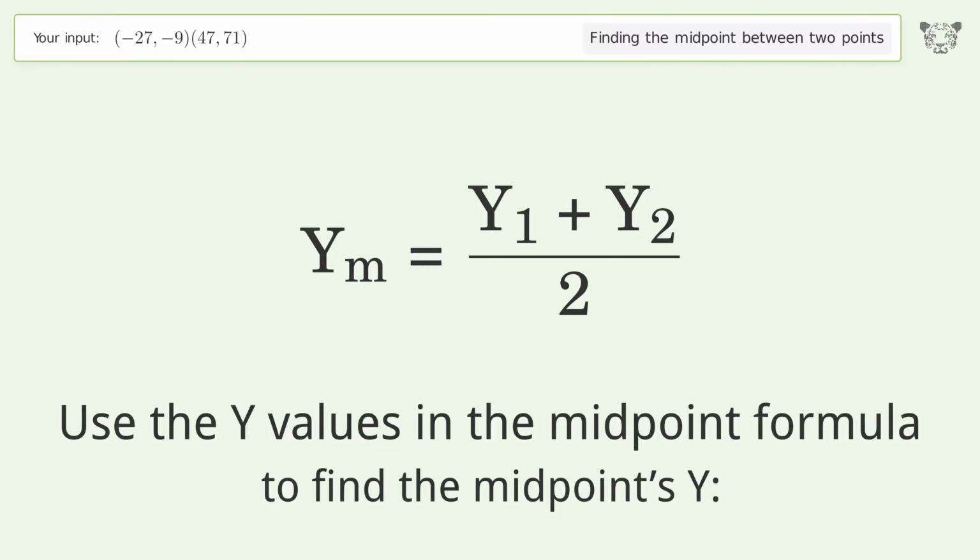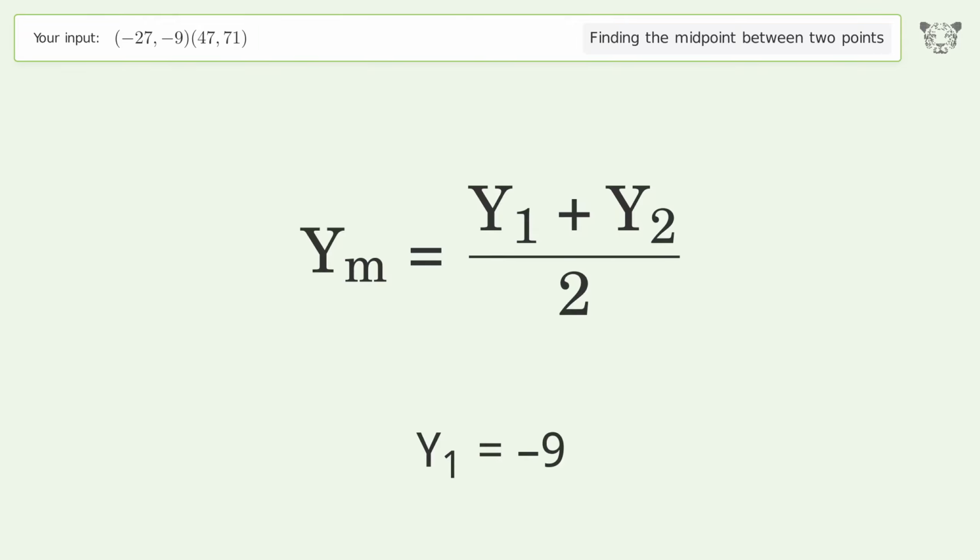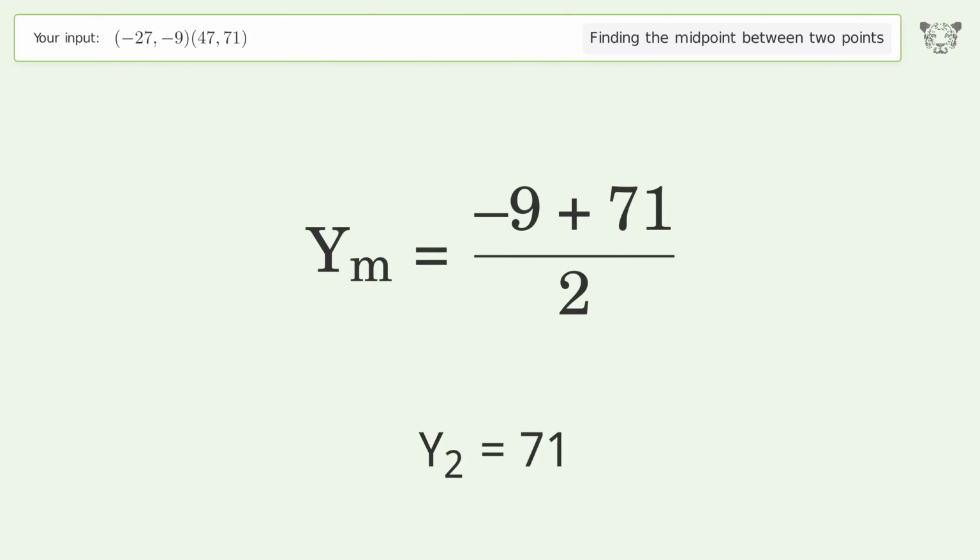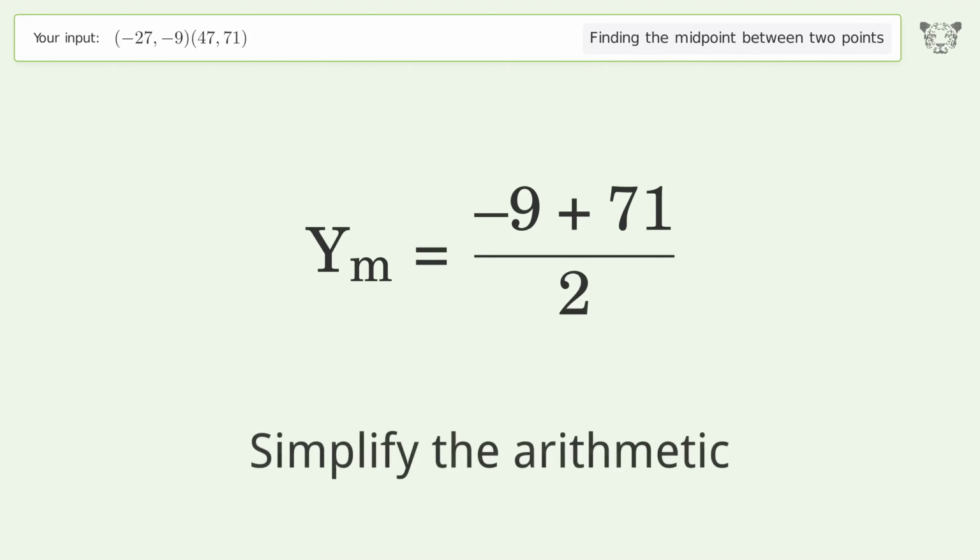Use the y values in the midpoint formula to find the midpoint's y. y1 equals -9. y2 equals 71. Simplify the arithmetic.